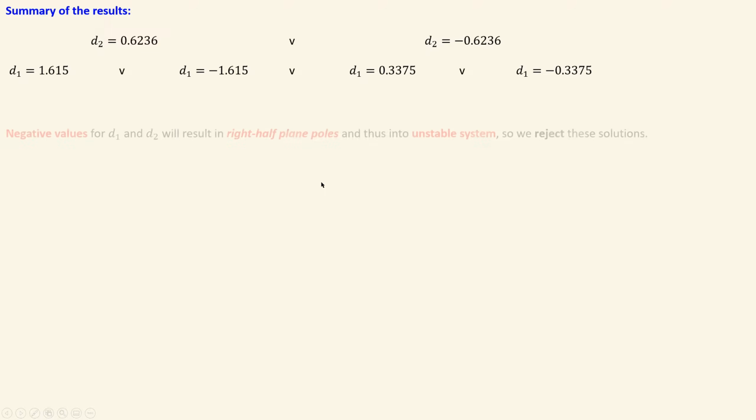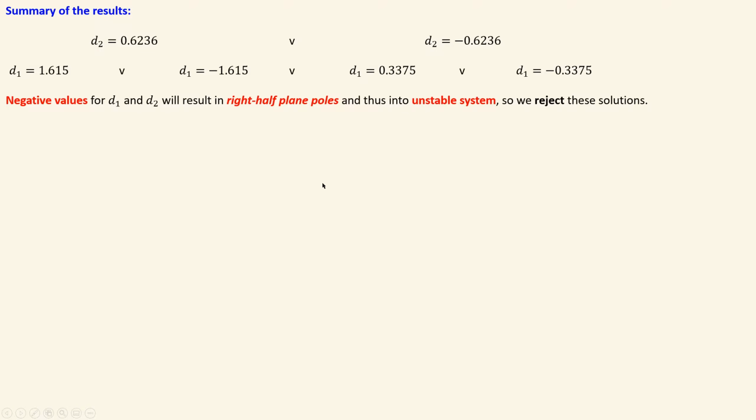So what we do is, of course, we will need to have a stable system, and the negative values for d1 and d2 will have right half plane poles. So that will, of course, make the system unstable. So we will reject these results. So the solution will be only the part which is positive for d1 and also for d2. So in this case, we will take the d2 here, and that will also result in a positive value for d1. So this is the collection we will take, and we'll just reject the rest.